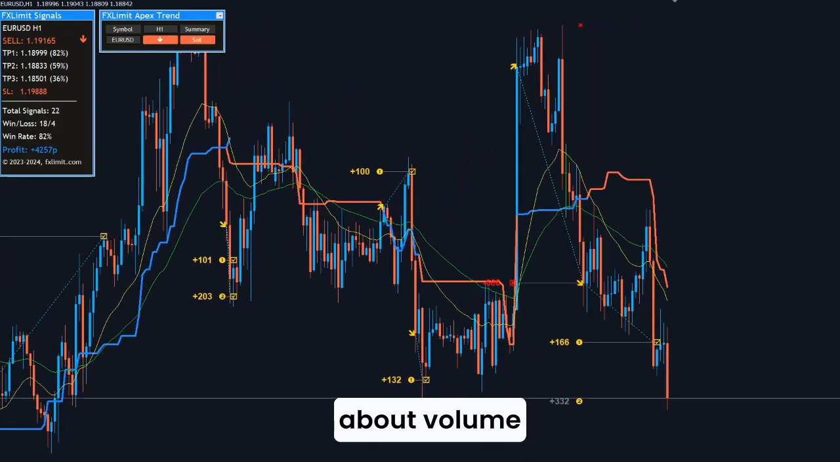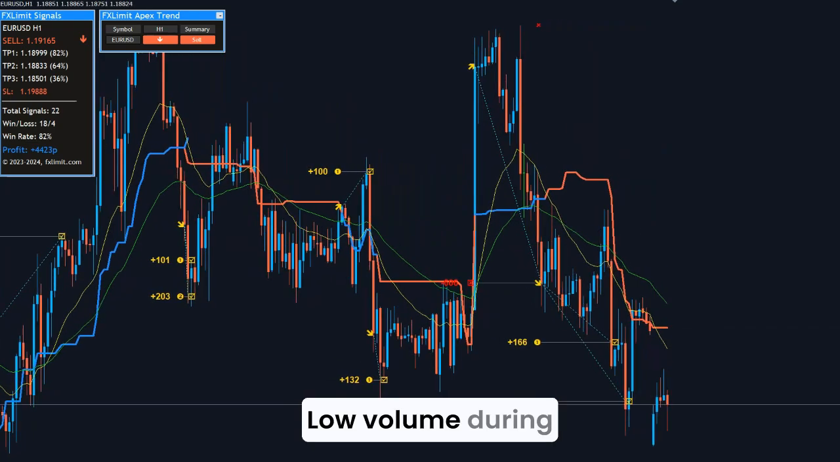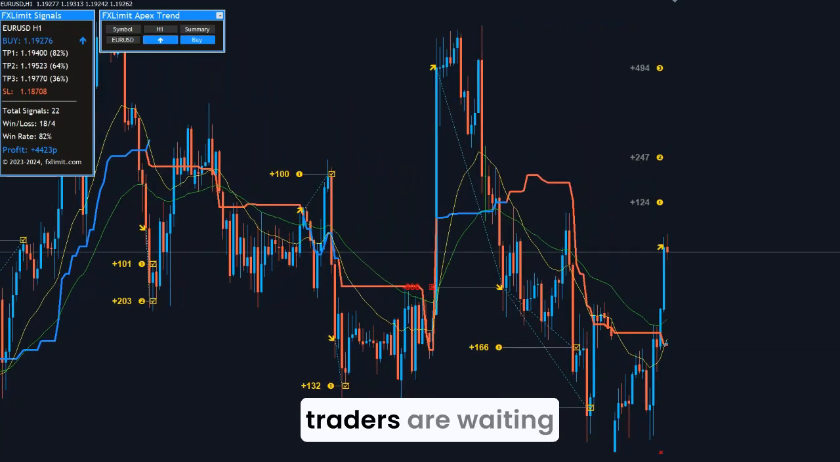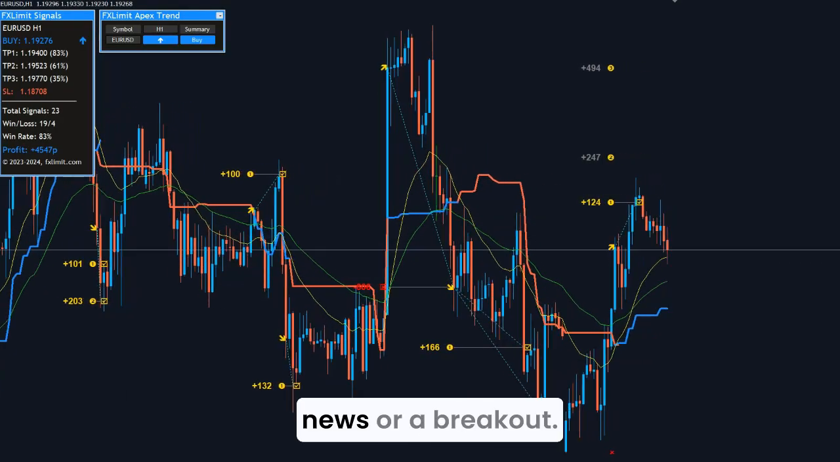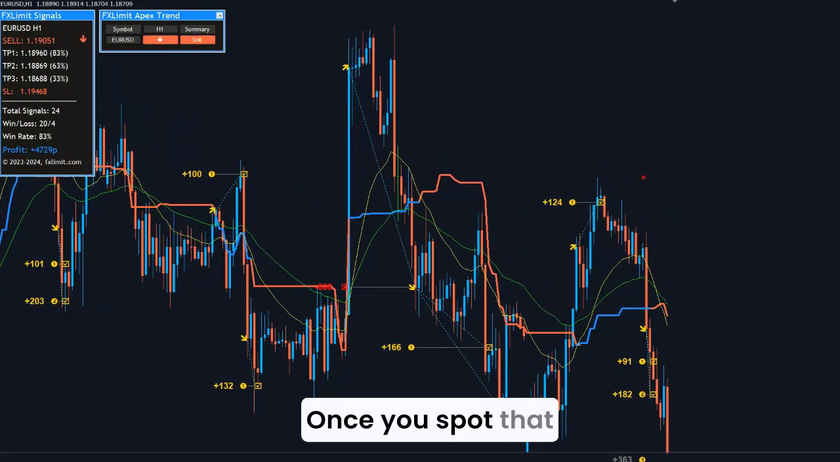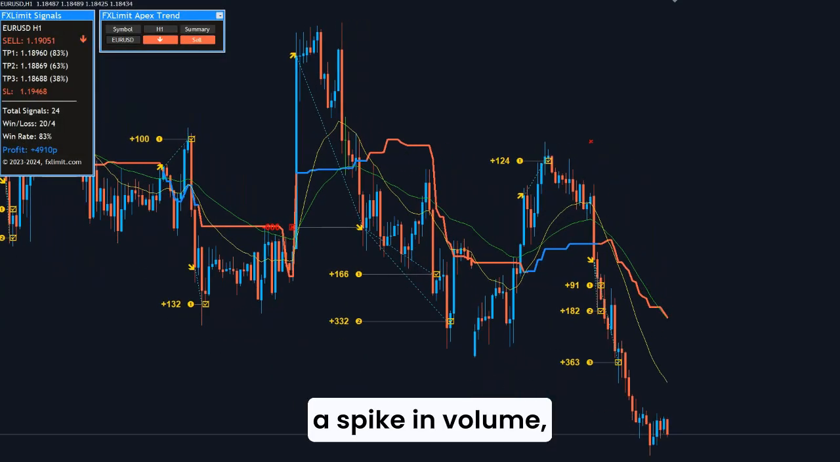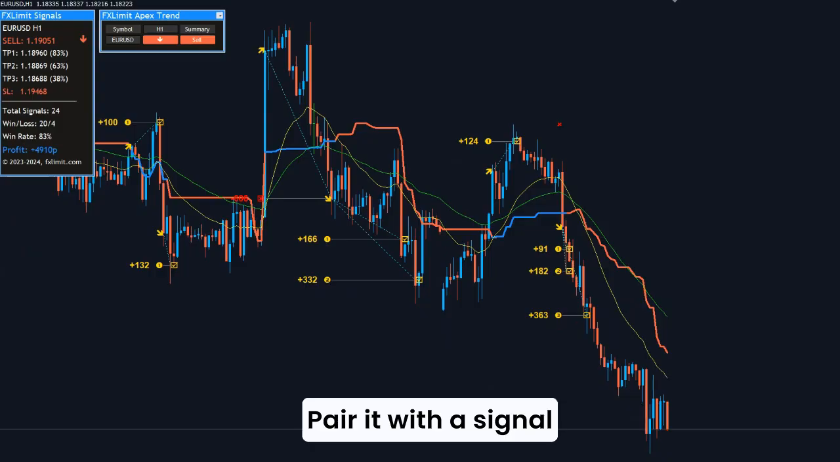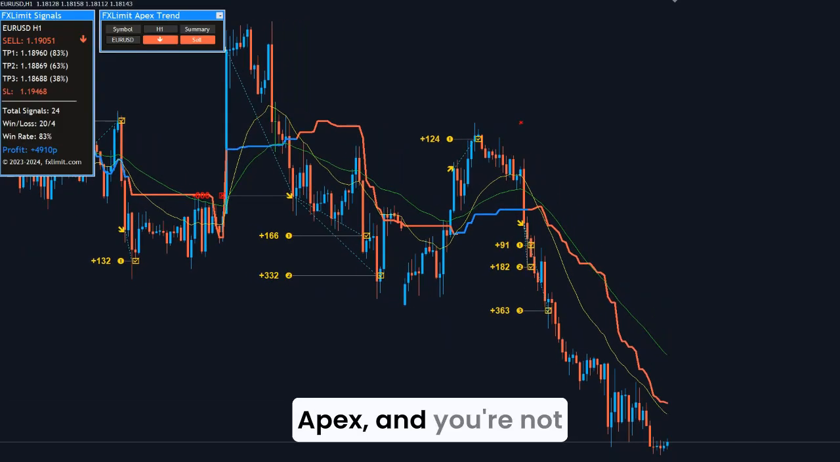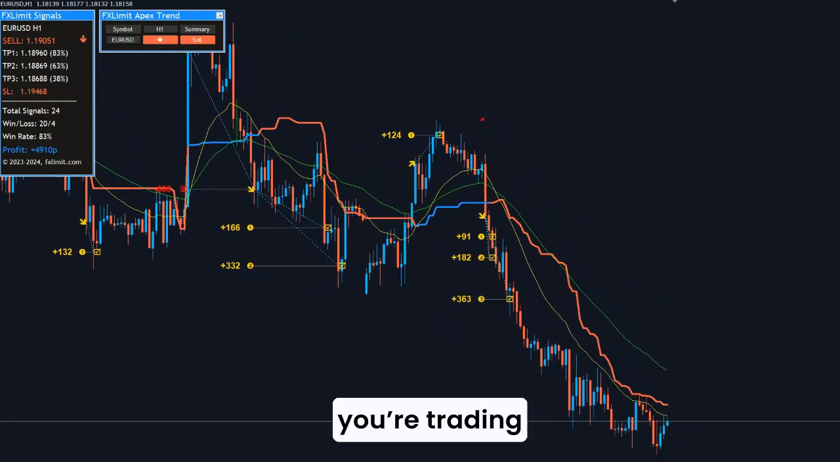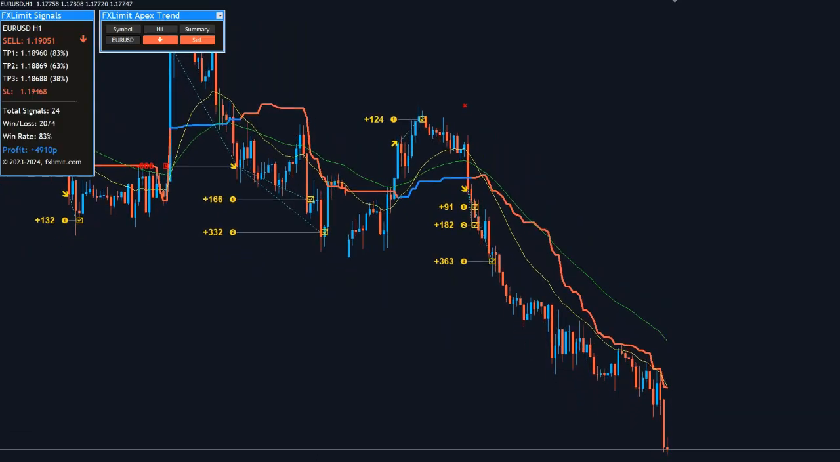Let's talk about volume in consolidations. Low volume during a range often means traders are waiting, usually for news or a breakout. Once you spot that breakout with a spike in volume, that's your cue. Pair it with a signal from something like Apex, and you're not just trading hope, you're trading a calculated setup.